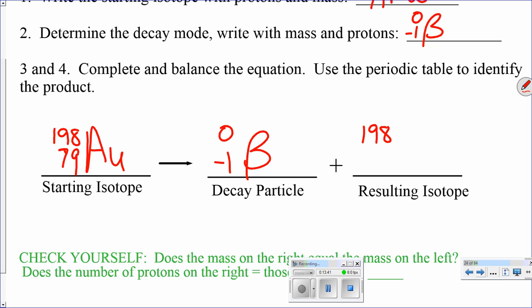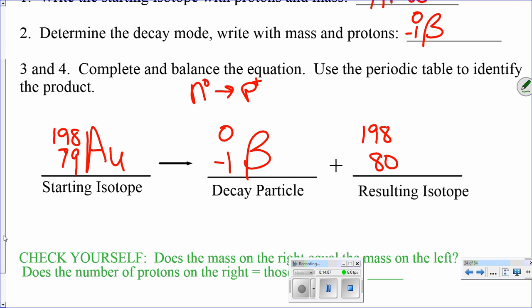Now what actually is happening here is a proton's turning into a neutron. So we're losing a proton here. So we had 79 in our starting isotope. A neutron's turning into a proton. I said that the wrong way around, my bad. So we have a neutron turning into a proton. So our atomic number is actually going to go up. So we're going to do 79 plus 1 to give us 80.